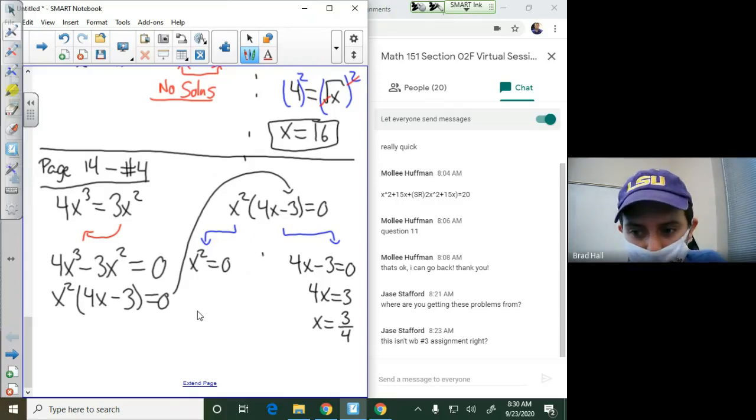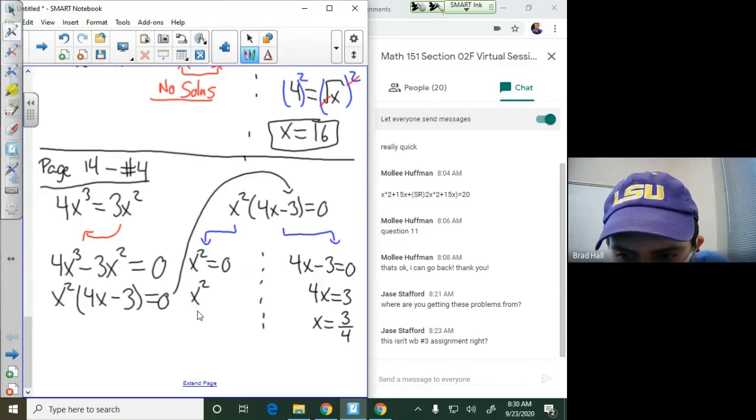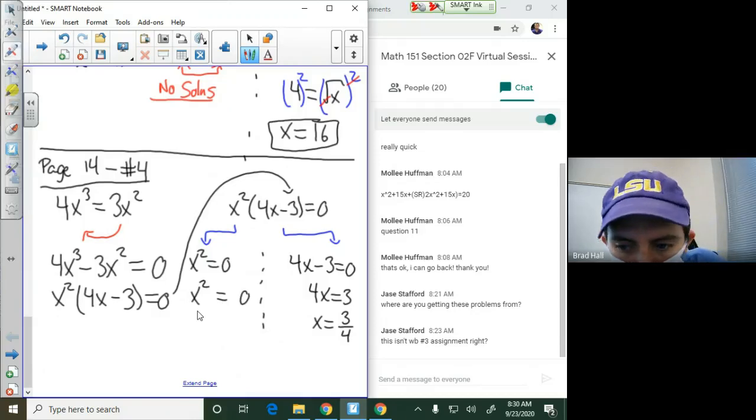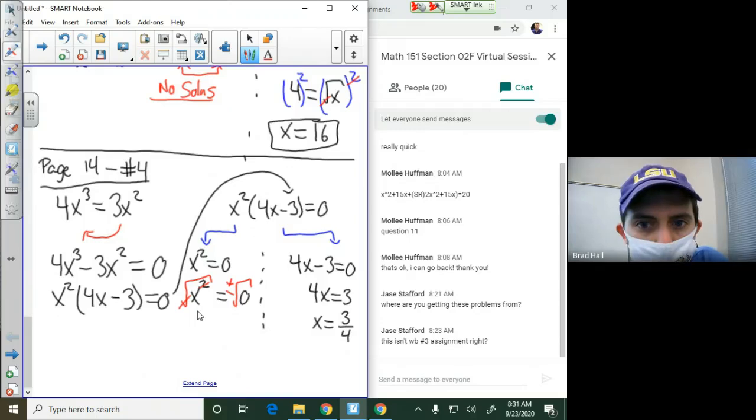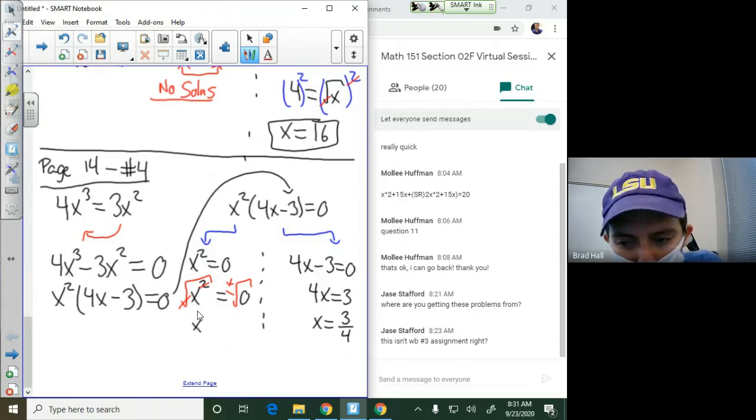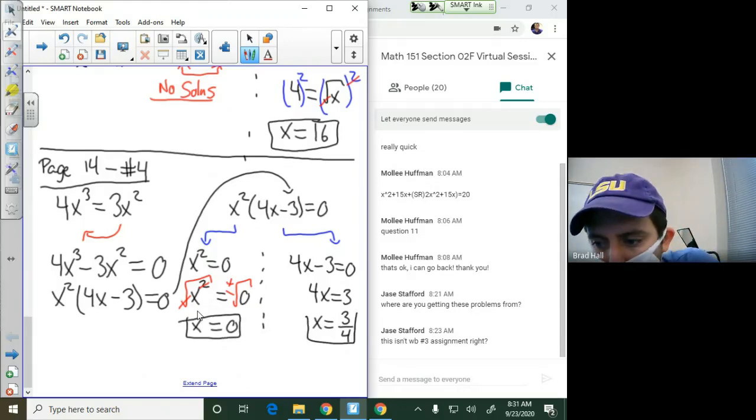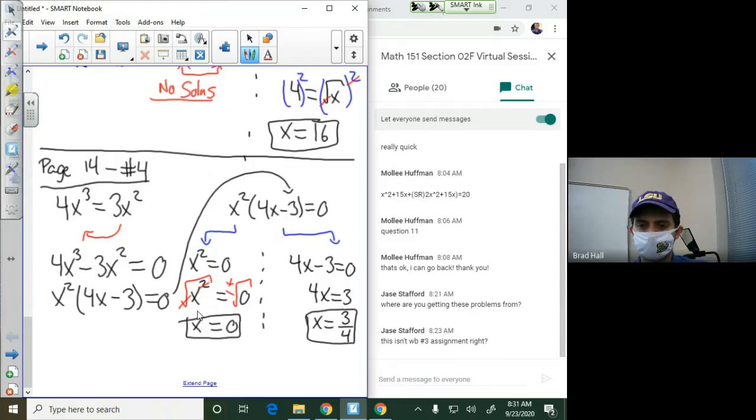So the right-hand side, that's just a quick linear equation. Add 3 on both sides, divide by 4. For the x squared is equal to 0, all we have to do is take the square root of both sides. Generally that would evoke a plus or minus, but square root of 0 is 0, plus or minus 0 is just 0. So we get two answers. So that's it for problem 4.